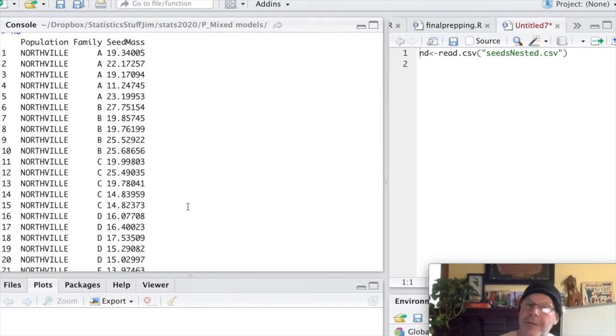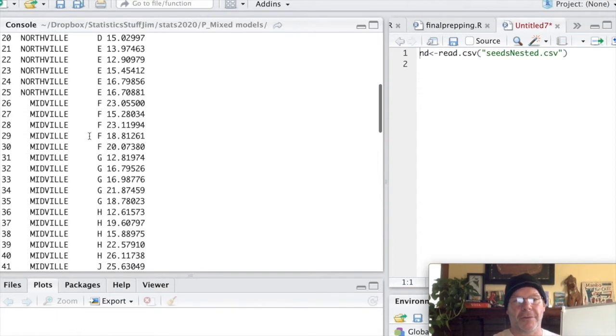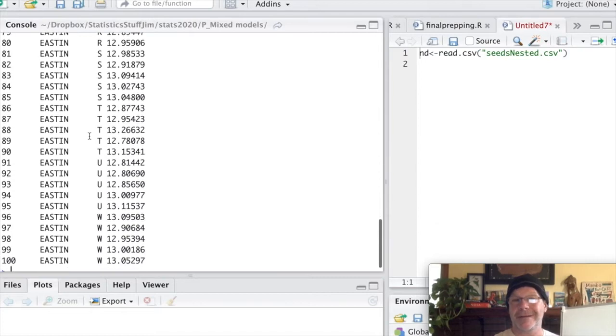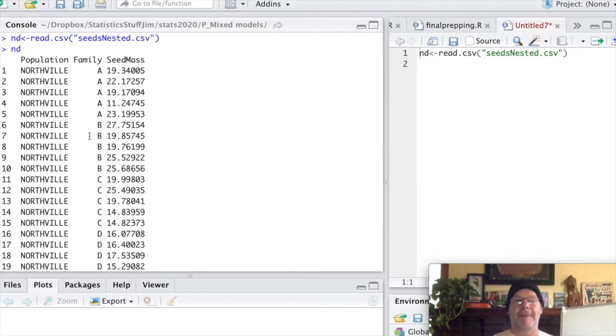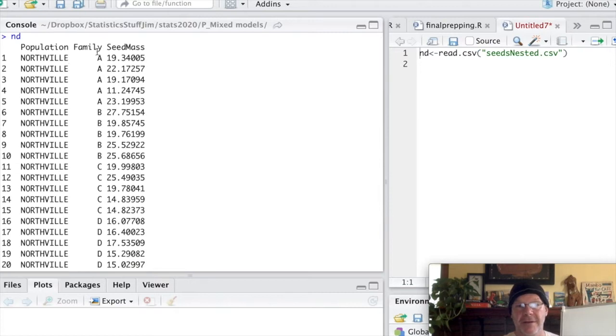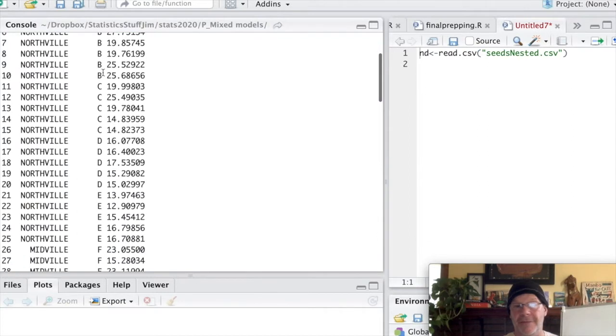The scenario with this kind of a design for this example is that there are 4 different populations that we're interested in, cleverly called Northville, Midville, Weston, and Easton. See what I did there? And what we'd like to know is whether or not the mass of a particular species of plant, whether or not the seed mass varies among these different populations that we've identified. And so from each population, we took 5 seeds from each of 5 families.